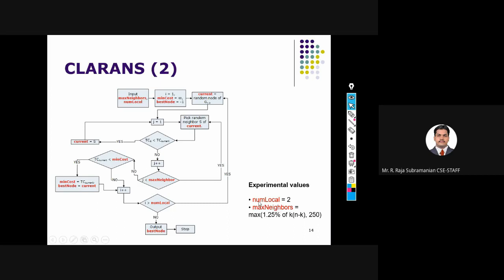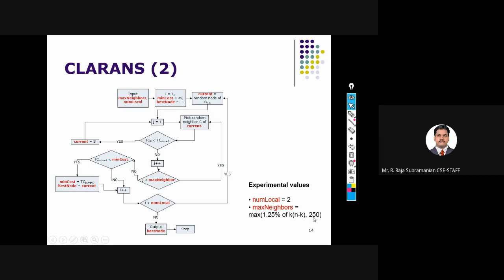The number of iterations for the typical data set given to this flowchart is 2, and the max neighbors can be around 1.25 percent of k into n minus k. This k into n minus k is from the previous PAM; if you have seen, PAM has a complexity of big O of k into n minus k, the whole squared. But here the complexity of running it is going to be 1.25 percent of k into n minus k for data samples of 250.